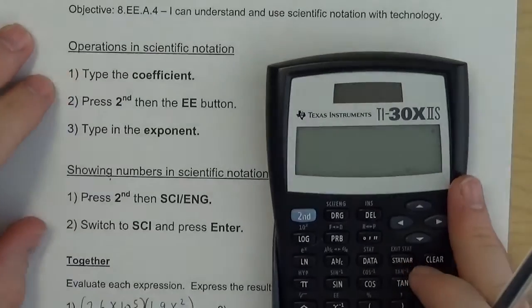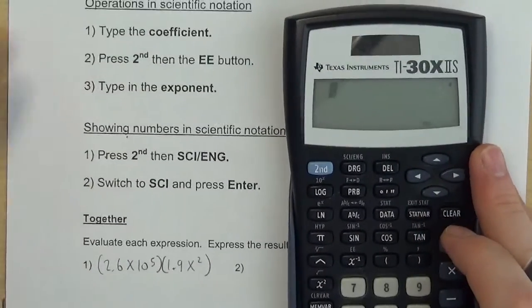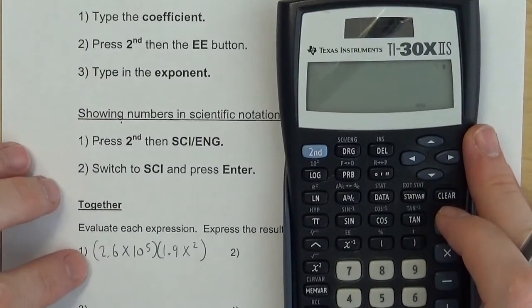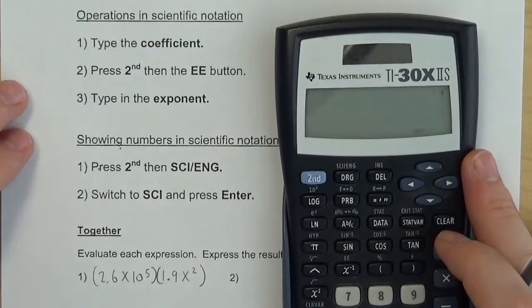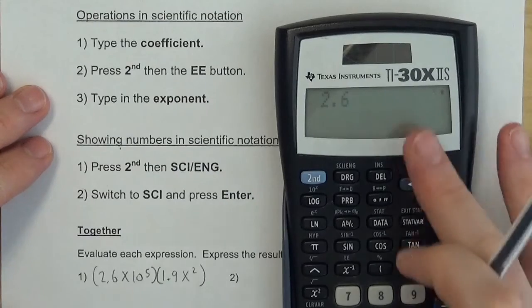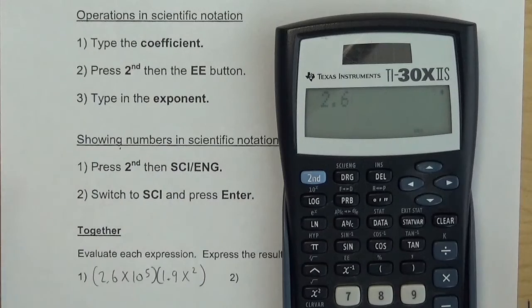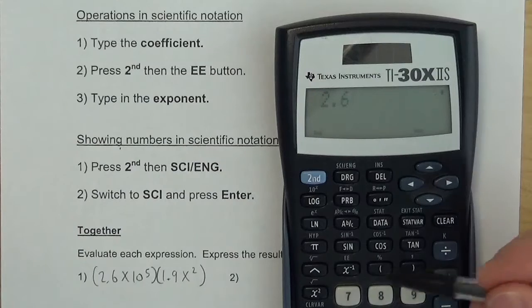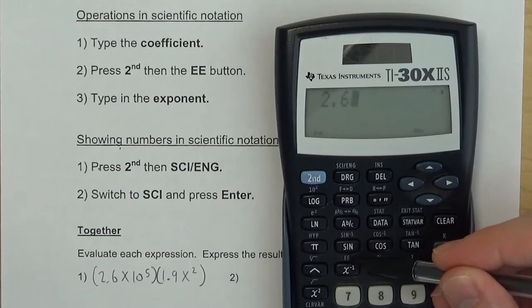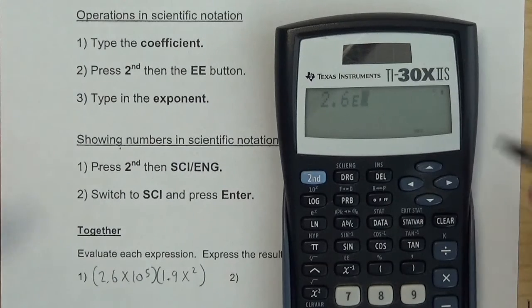It says for operations in scientific notation, the first thing you're going to do is type in the coefficient. The coefficient, remember, is that leading number there, 2.6, that's in decimal form. So we're going to type in 2.6. And then, instead of typing in times 10 raised to the power of, this is where your calculator sets things up a little bit differently. So you're going to press second, and then the button above the 7 gives you this E option right there. When you press it, it only gives you one E, I guess just because it's shorter. But the E stands for engineering exponent, and that has to do with scientific notation.